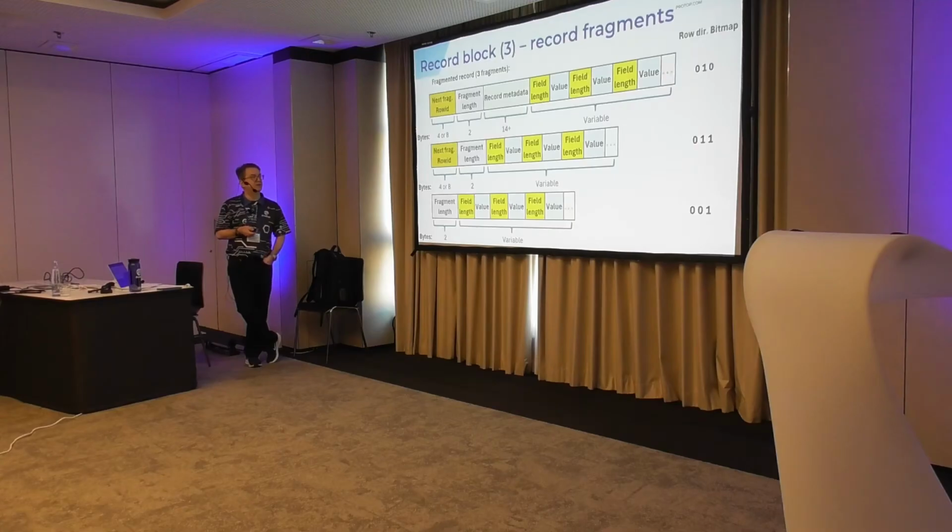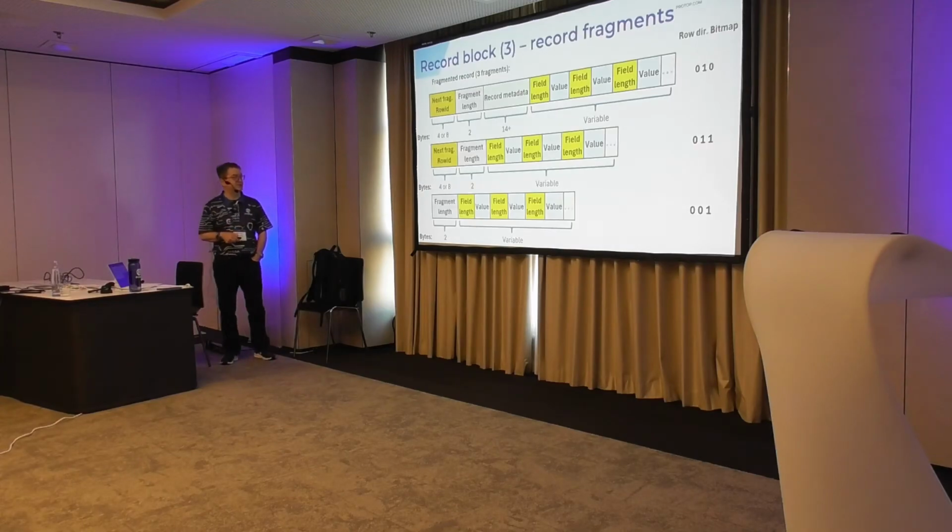And so if this were a 3 fragment record, that's what the row directory bitmap would look like. It would be a 0, 1, 0. The second fragment has the next fragment row ID, the fragment length, and the fields. And then the last fragment obviously doesn't have a next fragment pointer because it's the last fragment. It just has the length and then the field values.